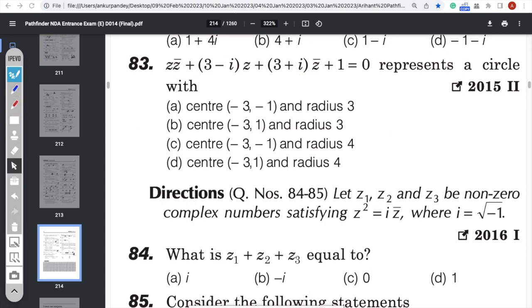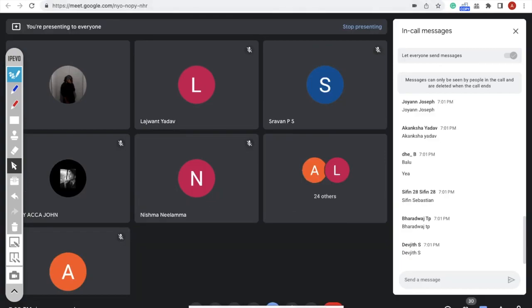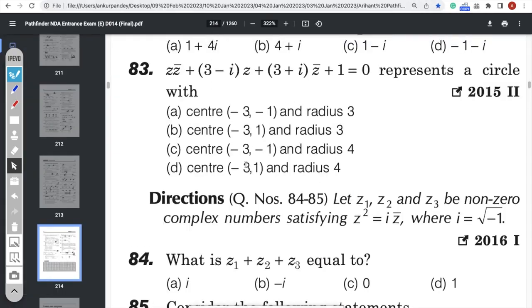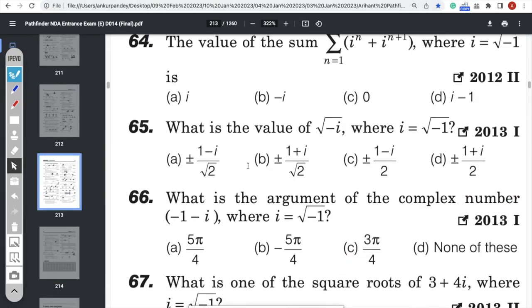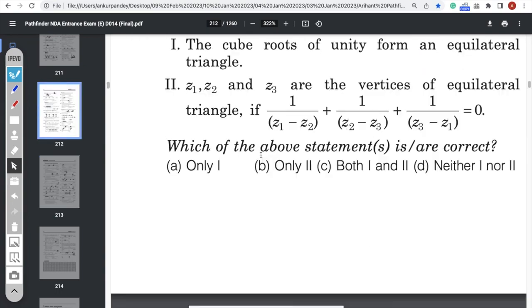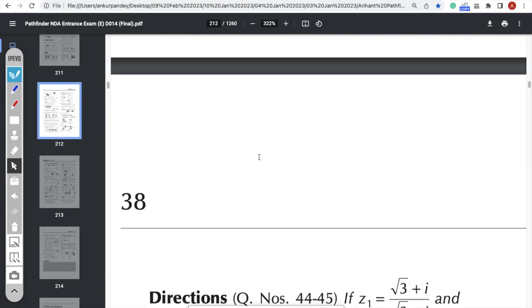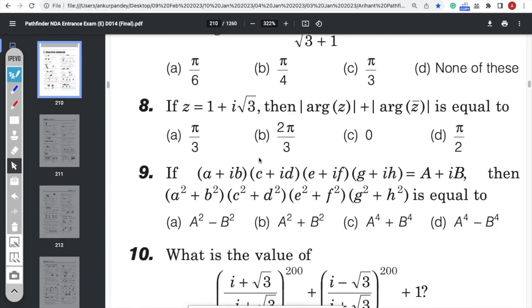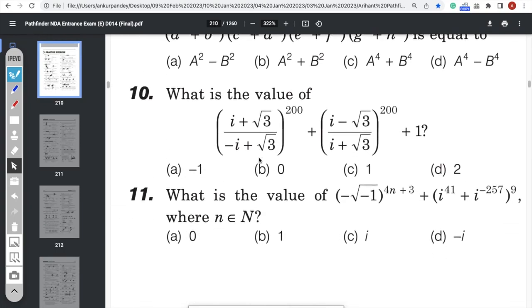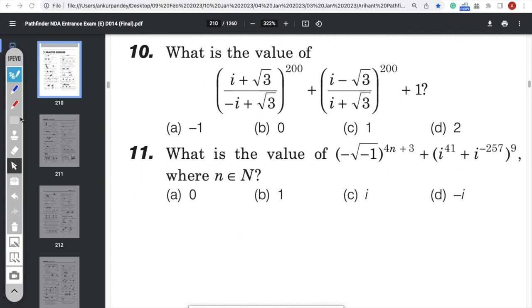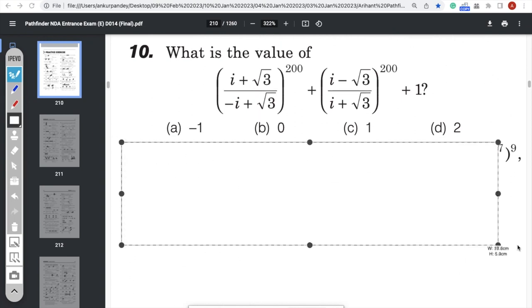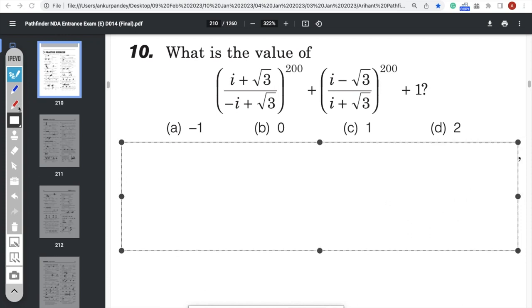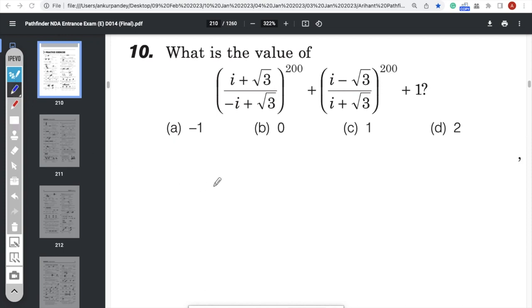Sure. Sir, I have a doubt in 10th question. 10th, part one. Sir, not previous year. Practice question. 1-0. Yes, sir. This one. Yes or no? Yes, sir. Okay.